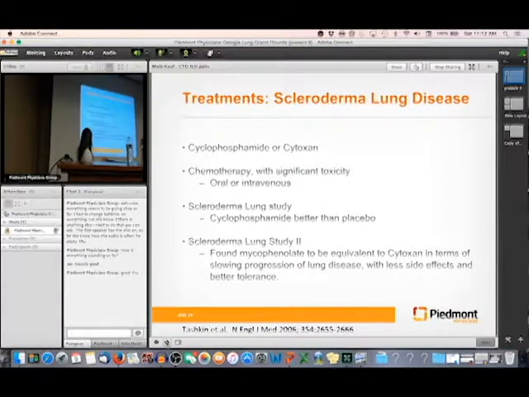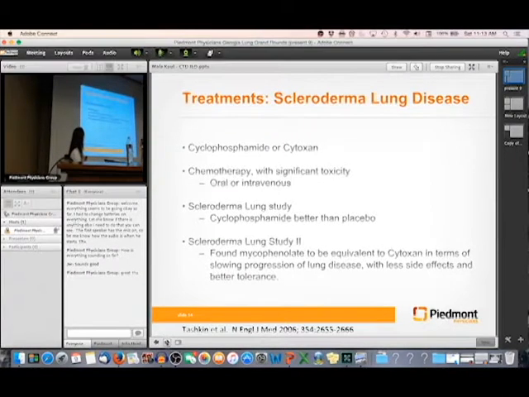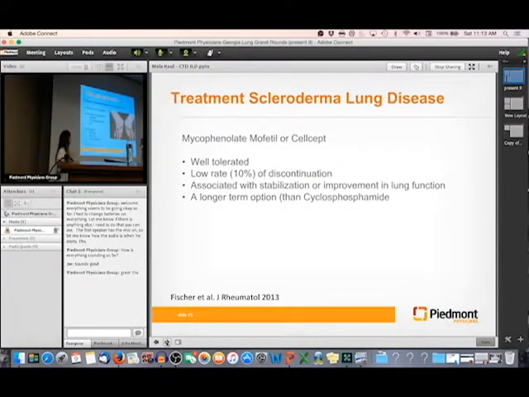And so there was the second study done, the scleroderma lung study 2, where we looked at a drug that we're going to talk about next, mycophenolate mofetil, or CellCept, and found that it was actually equivalent to Cytoxan, but it was better tolerated. Patients could be on it longer, and they tolerated it better, had fewer side effects, and didn't have a progression of their lung disease. So again, mycophenolate mofetil or CellCept, very well tolerated. People who've been on it know that it can cause a lot of GI upset, diarrhea. That can be very serious and impairing. But for the most part, when you compare it to some of the other drugs, it is tolerated pretty well. And it's associated with stabilization in lung function and can be a longer-term option.